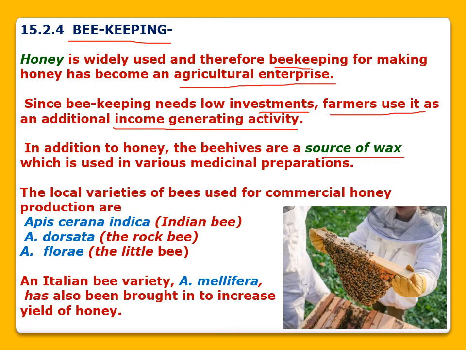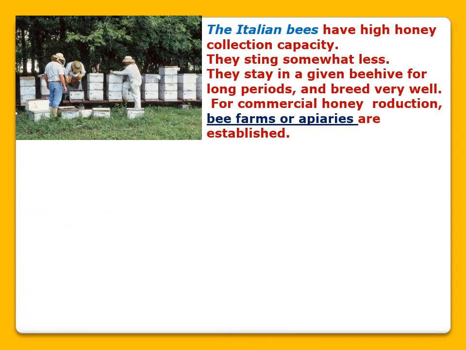And the local varieties of bee used for commercial honey production are the Indian bee, Apis dorsata, the rock bee, and Apis florea, the little bee. And an Italian bee variety, A. mellifera, has also been brought in to increase the yield of honey. They produce more honey. The Italian bees have high honey collection capacity. They sting somewhat less. Usually वो काटती नहीं है, but they produce more honey. They stay in a given beehive for long periods and breed very well.